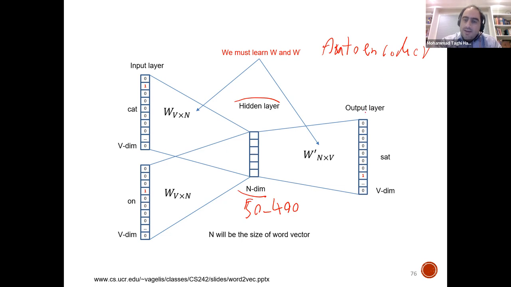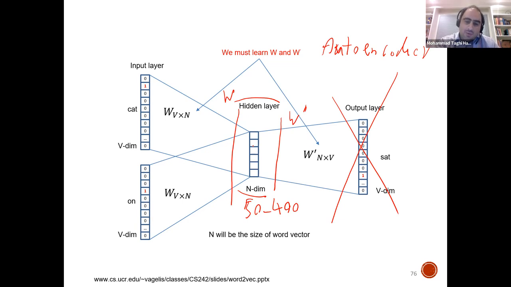Then I will just forget about this output layer. I have two vectors here. This is the W, this is the matrix. These matrices are exactly these W's that I learn. Actually, there are two matrices, one input one and one output one. In this case, both of them are interesting. I will call this W and this one W prime. Both of these matrices can give me the vectors that represent the dimensions that represent each word for me.